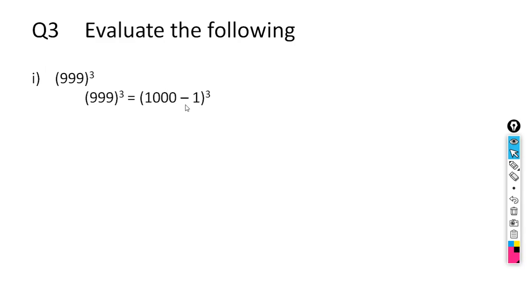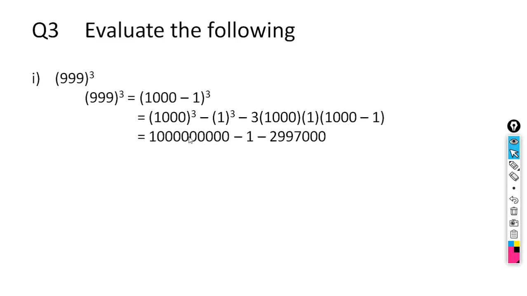And we will use the identity a minus b whole cube, which is a cube minus b cube minus 3 times of ab into a minus b. By expanding this further and solving them, we get this result.